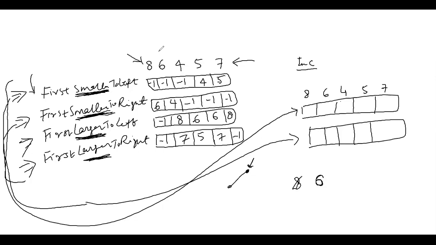So 6 knows that there is no value which is smaller than me. So this value will remain -1. This is by default -1. So this will remain -1 for 6 because he couldn't find anyone towards his left. Here 8 got kicked out.